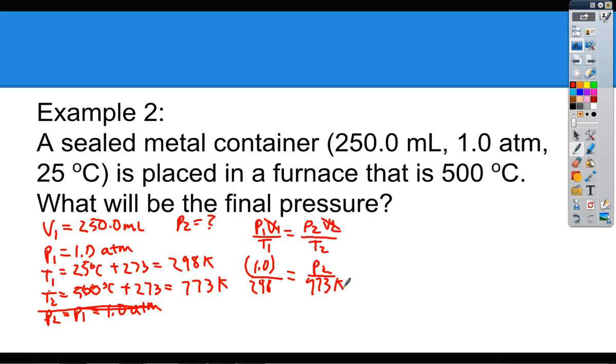All right, so we're going to cross multiply. So we're going to go 1.0 times 773, which of course is 773, over 298. So let's do that on your calculator. Basically, you're just going to take 773 divided by 298, and you get a P2 of 2.593. So we'll go 2.59.